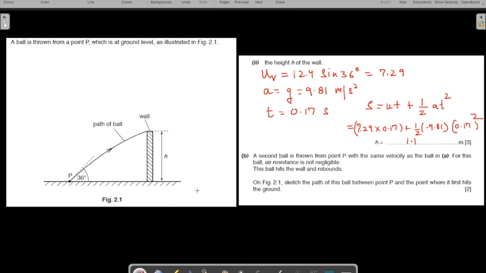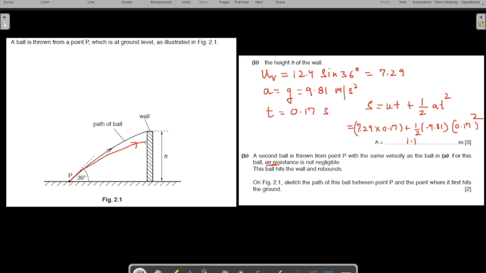So how will the ball move? Because there is a backward air resistance as well. Air resistance always acts in the backward direction of the motion. It resists the motion. So overall what happens? The ball will not reach the maximum height. It will hit somewhere on the wall. It will rebound. It will rebound using the law of reflection.